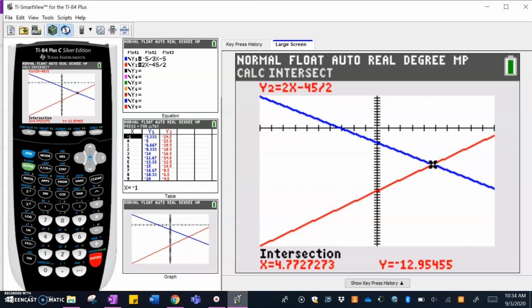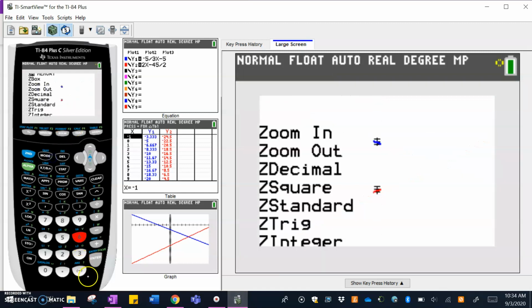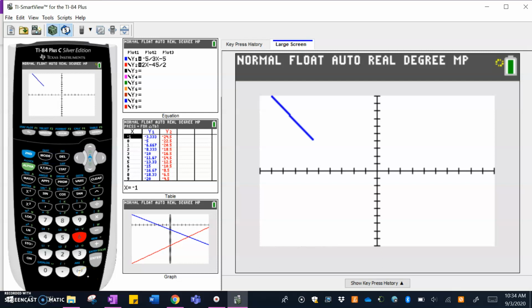One thing I would recommend is going back to your standard viewing window when you're done. So if you go ahead and hit zoom, zoom 6 should be your standard viewing window so that next time you kind of see what you're used to seeing.